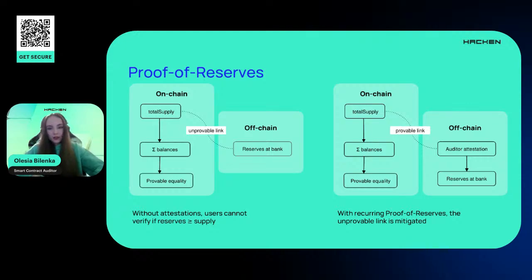But proof of reserves tries to solve this gap by introducing audits or cryptographic proofs. Still, it's not real time, and it needs to be done again and again. So with proof of reserves, this risk is partially mitigated, and this link is partially provable.